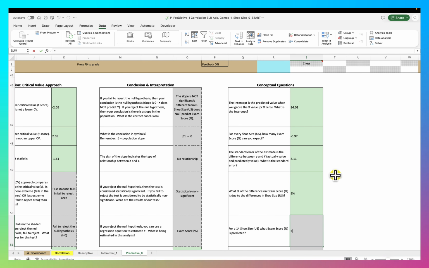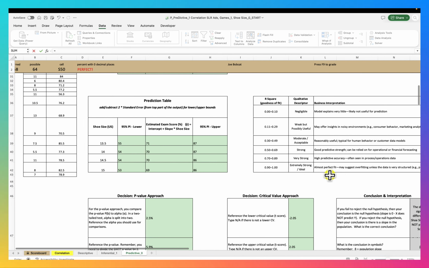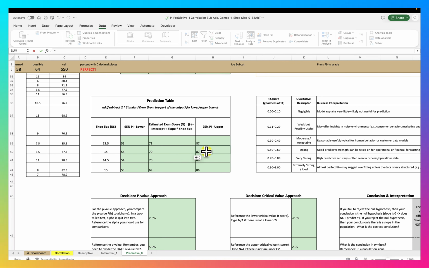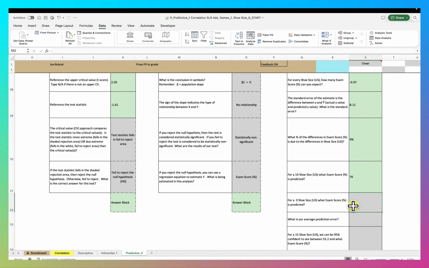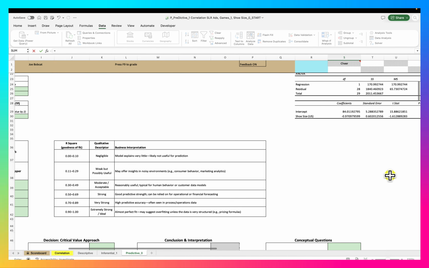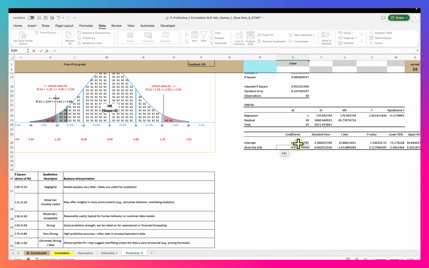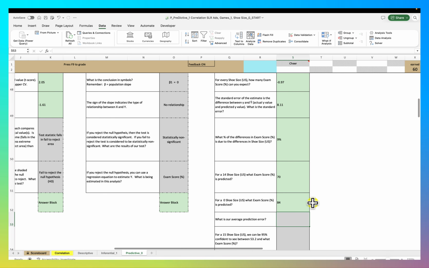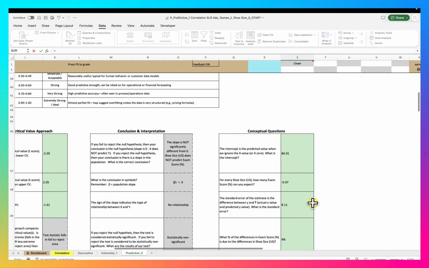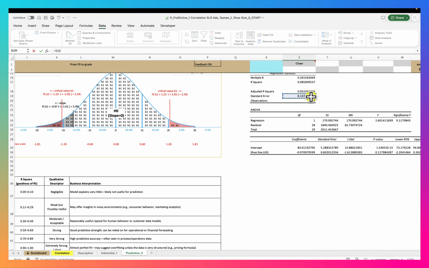What exam score would be predicted for a shoe size of 14? So you find 14, you predict an exam score of 70. And for a shoe size of 0, which obviously doesn't really exist, but remember, this is where you get the value of the intercept when the coefficient is 0 in the equation. So if shoe size was 0, then this term goes to 0, so you're left just with the intercept, which is this guy. And what's our average prediction error? That's the same thing as the standard error. So just asking the same question in a different way.